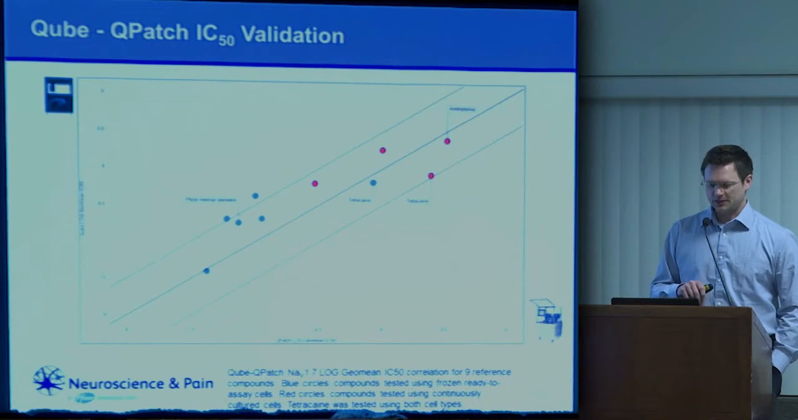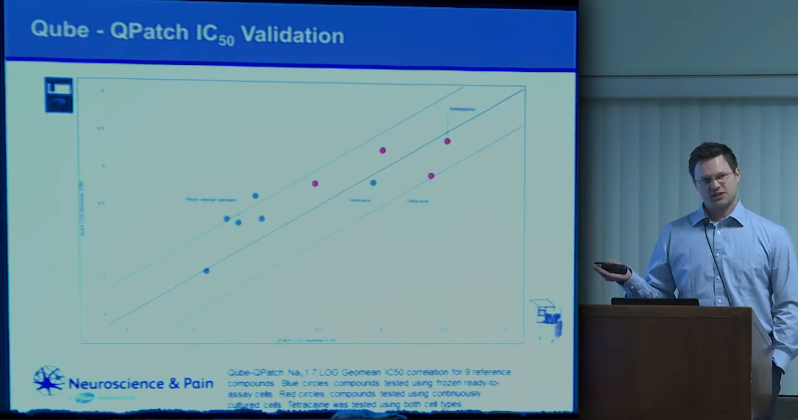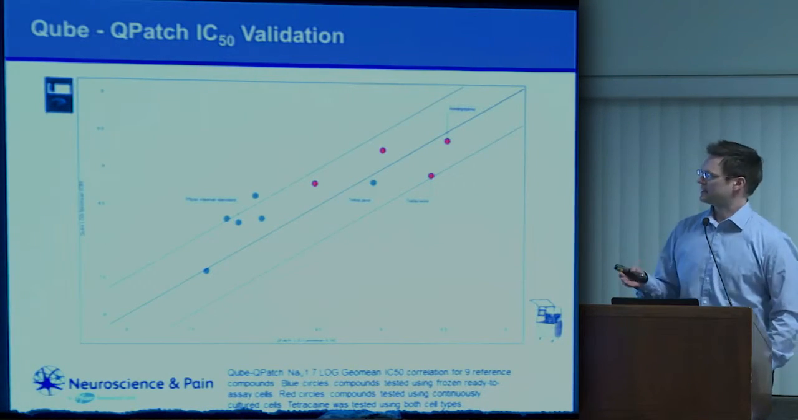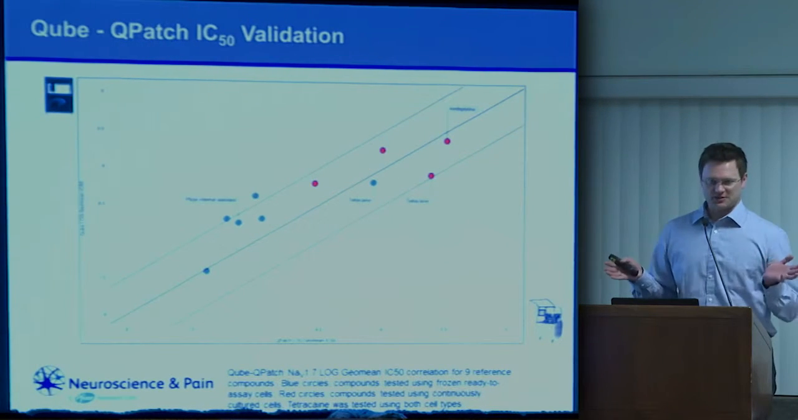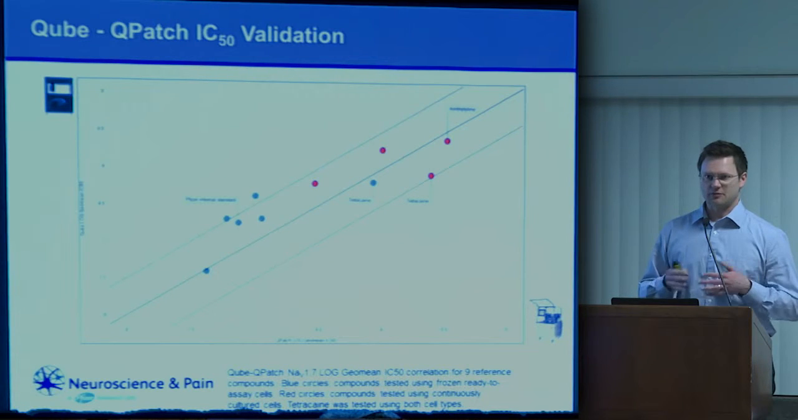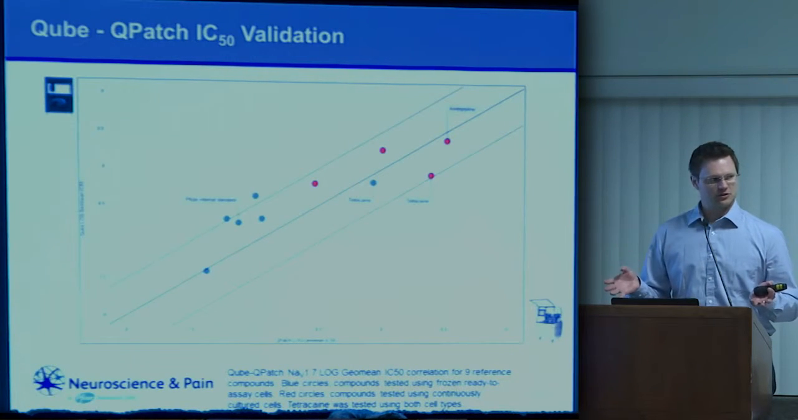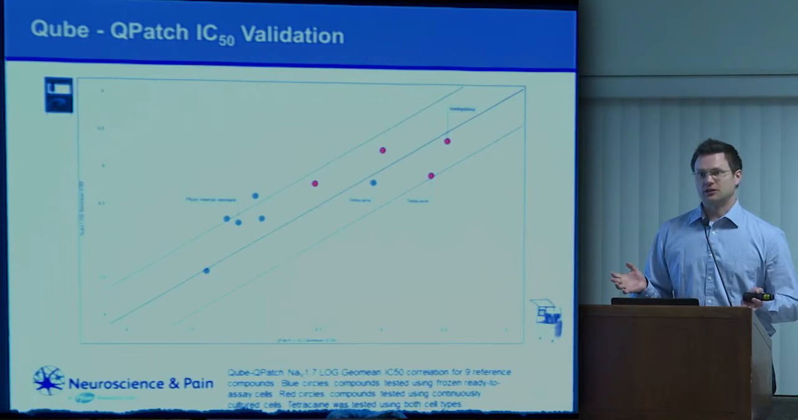What we also did, and the color coding is for using either fresh cells in red or frozen ready-to-assay cells from Millipore. So basically, you just freeze your cells down in 10% DMSO and FBS, thaw them on the day of the assay, put them into your serum-free media onto the stir on either the QPatch or the Qube, and you're able to generate data for 2-3 hours with those cells.